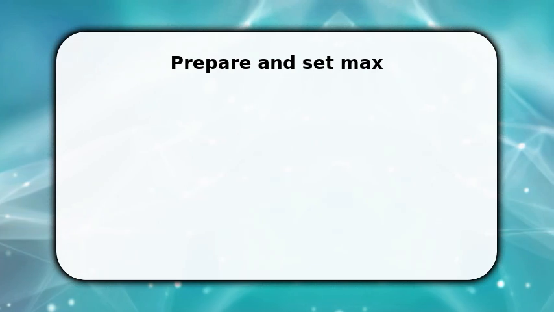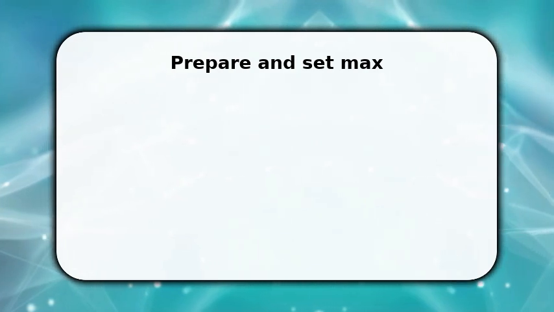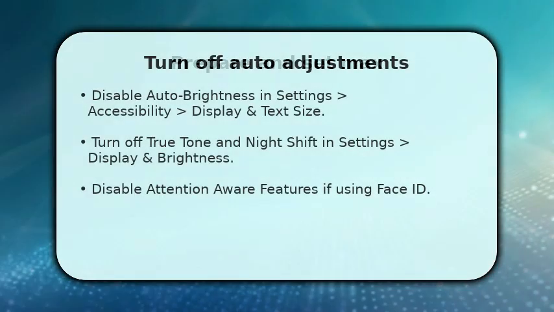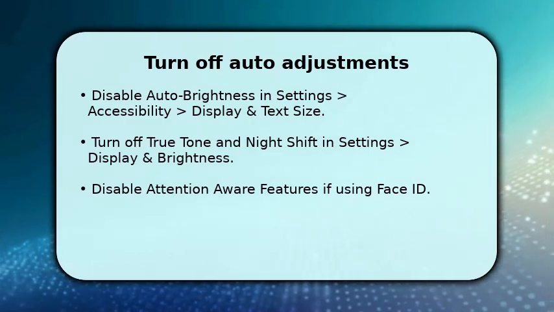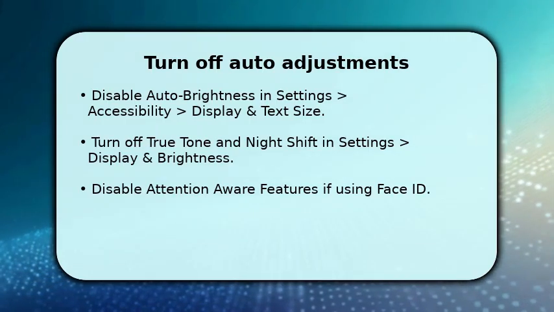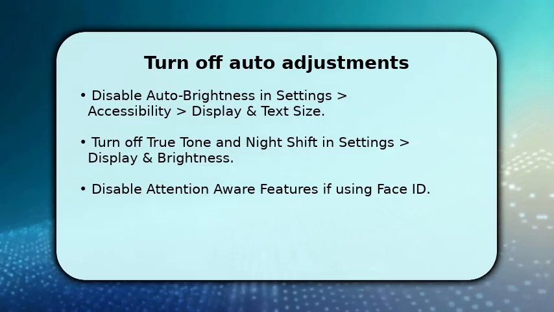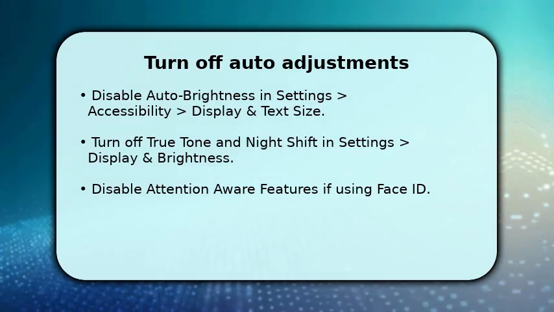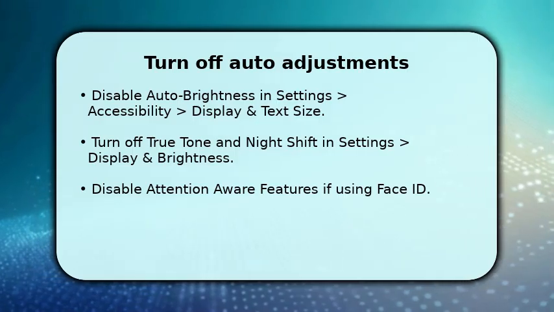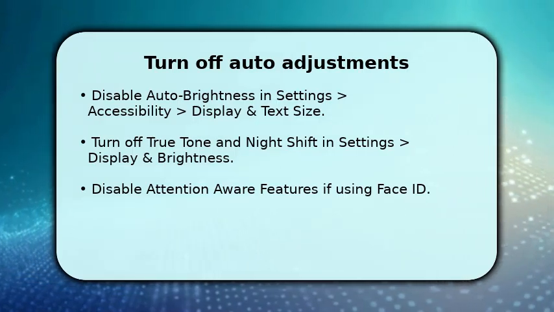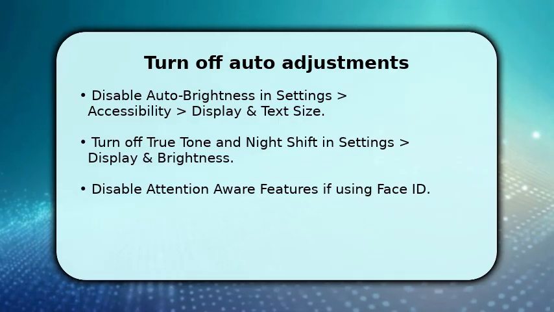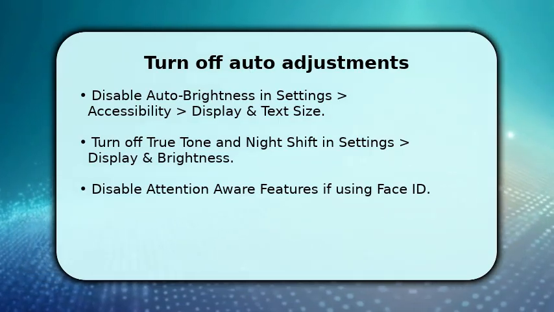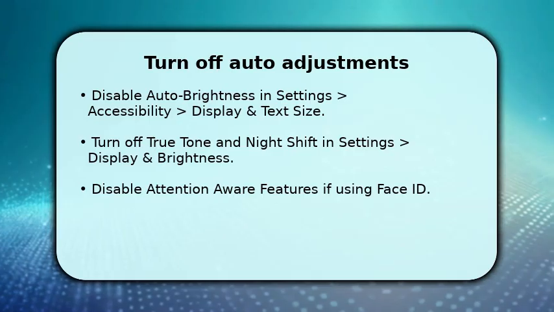Next, prevent automatic dimming by disabling adaptive features. Go to Settings, Accessibility, Display and Text Size and turn off Auto Brightness so the phone won't lower light based on ambient sensors. Then go to Settings, Display and Brightness and switch off True Tone and Night Shift. They alter color and perceived brightness. Lastly, if you have Face ID, disable Attention Aware Features in Settings, Face ID and Passcode.